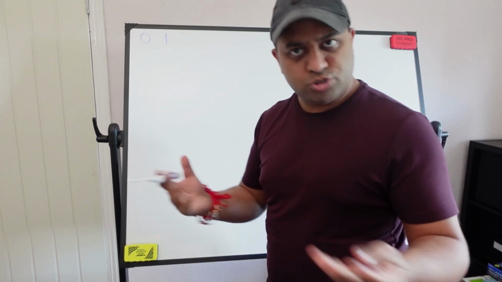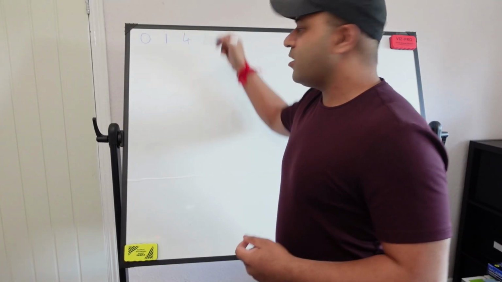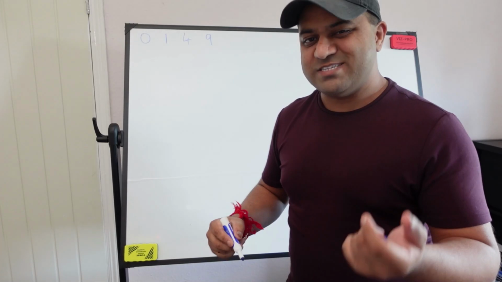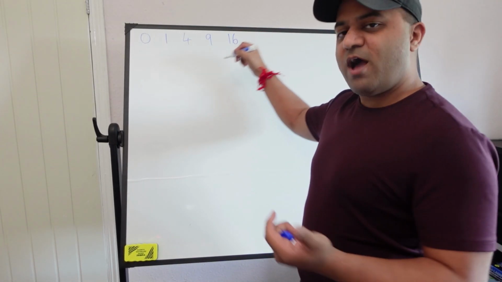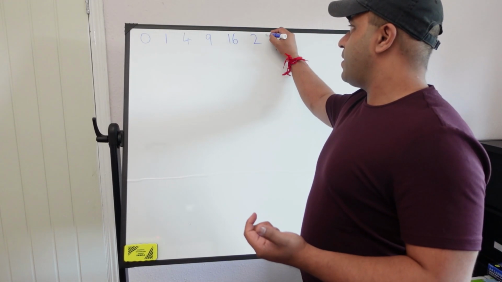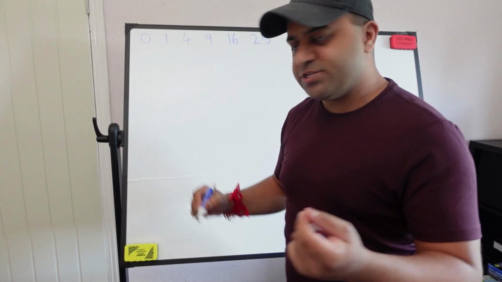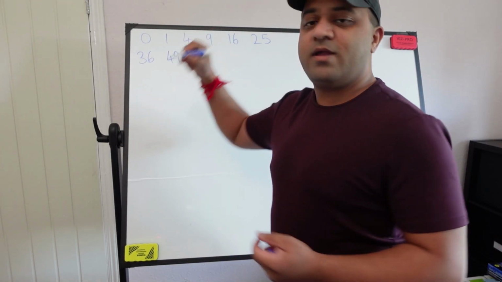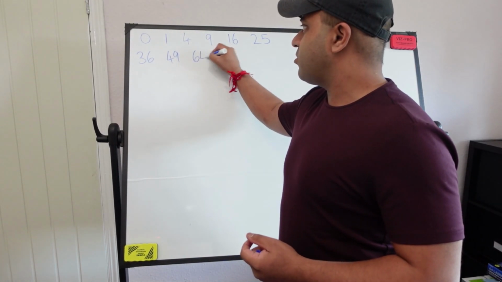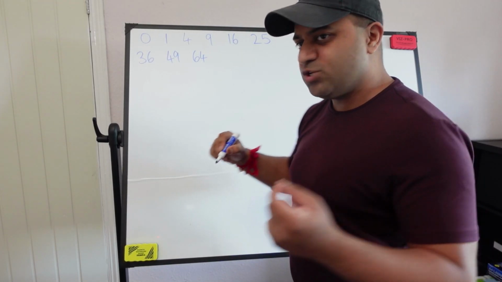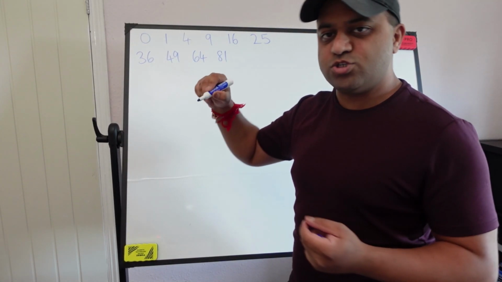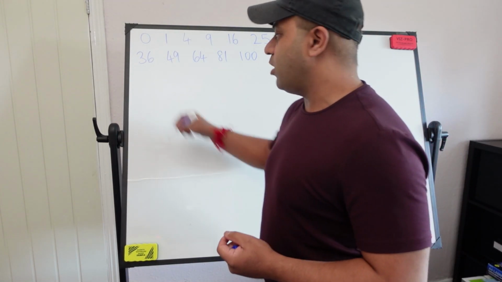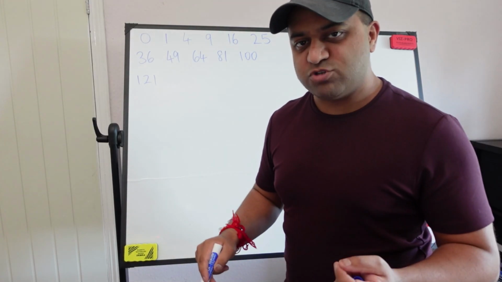2 times 2, or 2 squared, is 4. 3 squared is 9. 4 squared, 16. 5 squared, 25. 6 squared is 36. 7 squared, 49. 8 squared, 64. 9 squared, 81. 10 squared, 100. 11 squared, 121. 12 squared, 144.